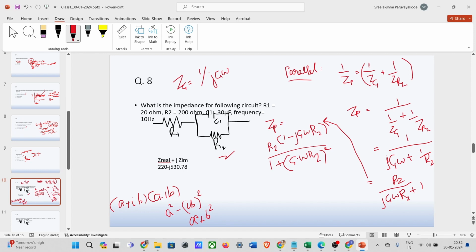Now this is the Z parallel. I need it in the form of Z real and Z imaginary. So what is Z total? I'm writing total as ZT, which is nothing but this entire thing in series with this one, so R1 plus ZP.